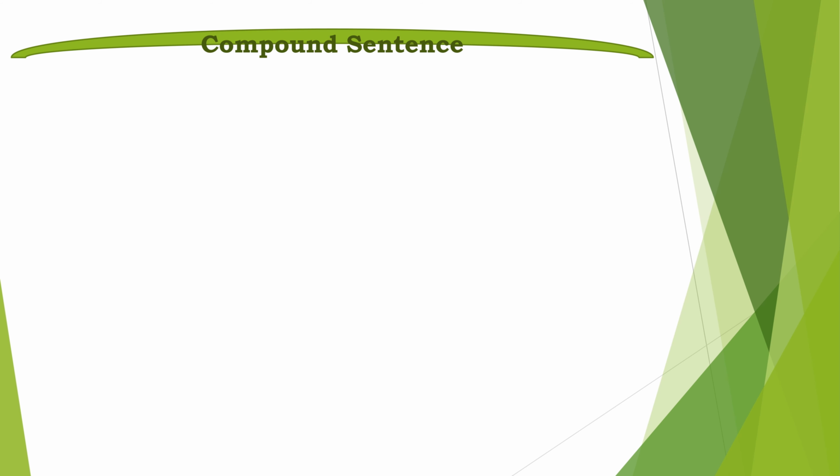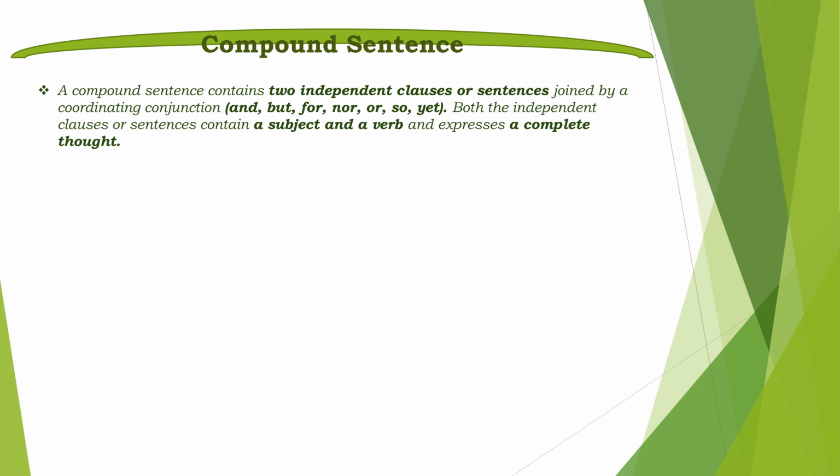After learning about a simple sentence, it's time to learn about a compound sentence. So let's learn about a compound sentence now. First of all, let's look at the definition of a compound sentence. A compound sentence contains two independent clauses joined by a coordinating conjunction. Both the independent clauses contain a subject and a verb and express a complete thought.